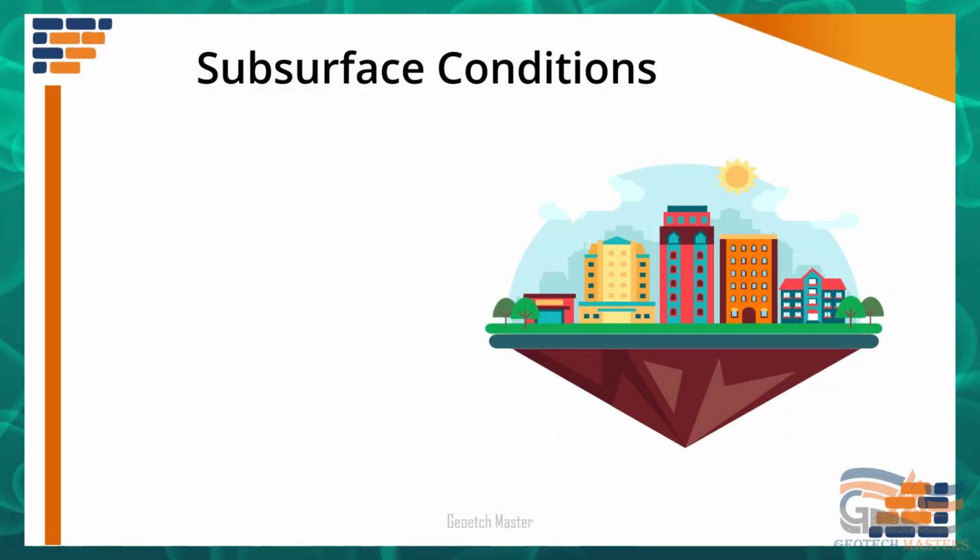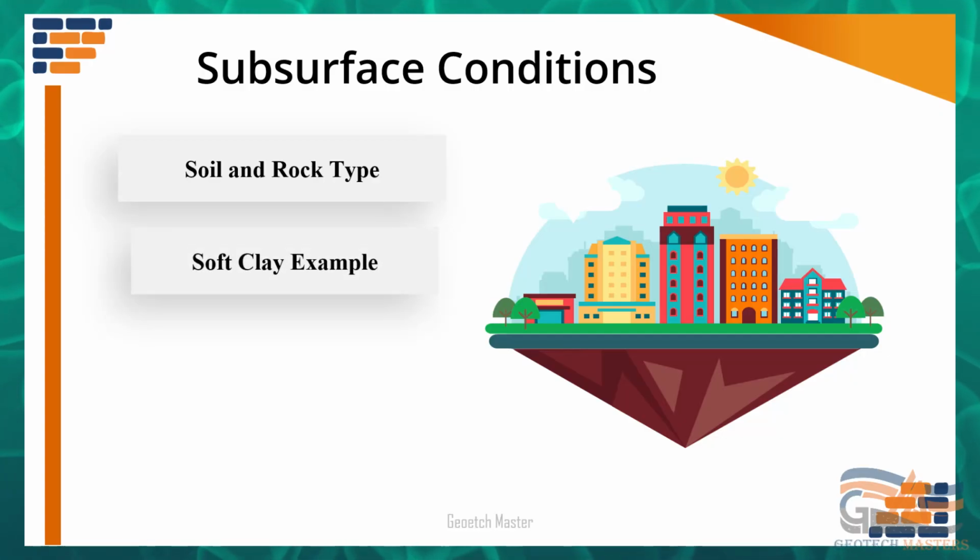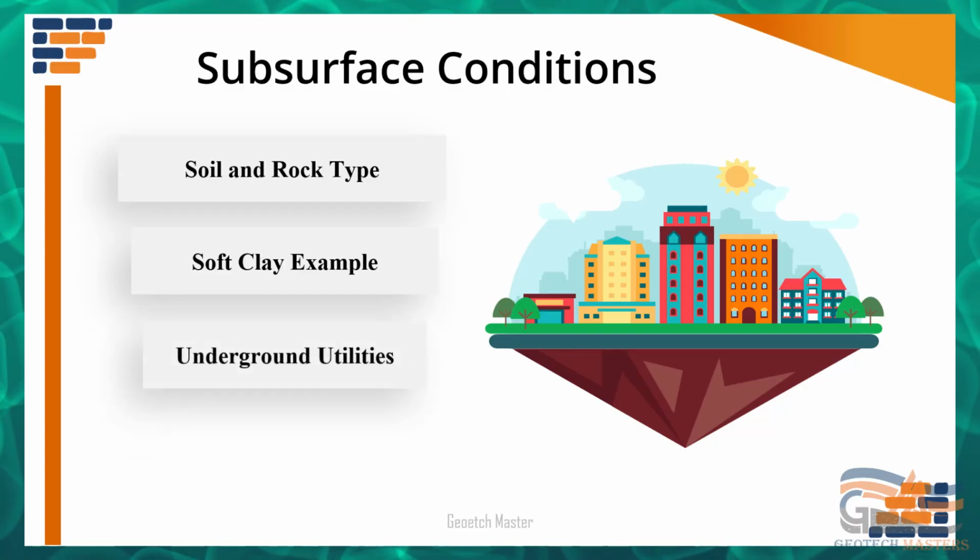Let's begin with subsurface conditions. The type of soil and rock that we expect to find will greatly impact where we choose to do our tests. For example, if we know there's a layer of soft clay, we might want to focus more testing in that area to get a better understanding of its properties. If we know that there are underground utilities, we must choose the locations of our boreholes in a way that we do not compromise them.